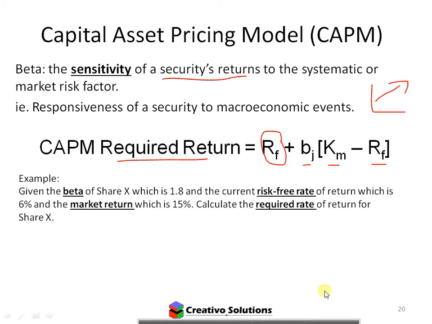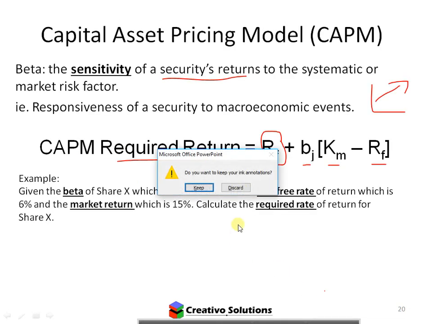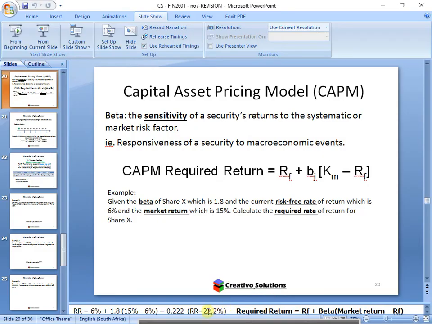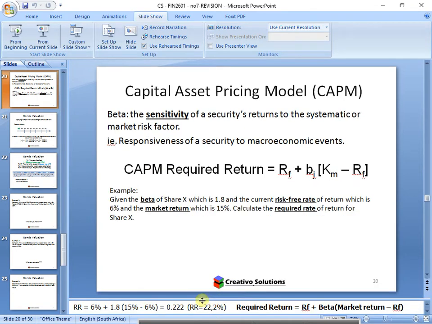Yeah, 22.2 is correct. Substitute and solve. Risk-free 6%, beta 1.8, market return 15%, risk-free 6%, final answer 22.2. Easy, hey? As long as you've got the equation, it's pretty easy.